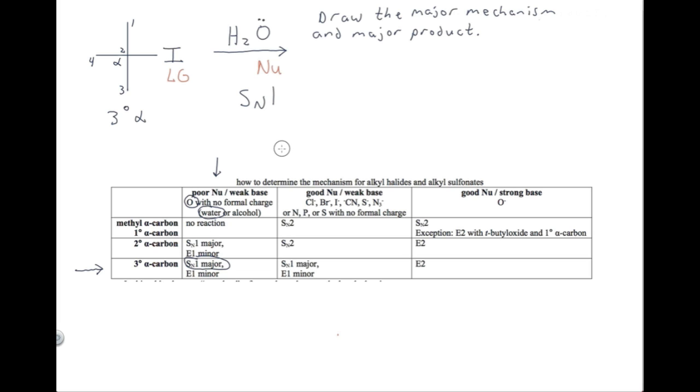Notice how crucial it is to think about the formal charges. Here we have a neutral oxygen. Notice that a negative oxygen would put us in a completely different column and give us a completely different reaction. There's a huge difference between neutral oxygen in the poor nucleophile column, which would give us an SN1 reaction here, and negative oxygen in the good nucleophile strong base column, which would give us an E2 reaction here.